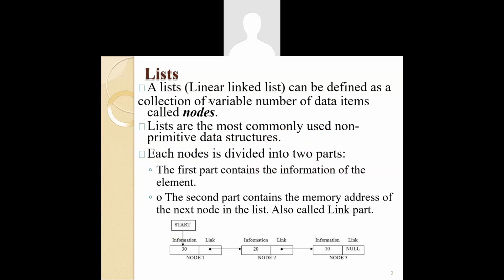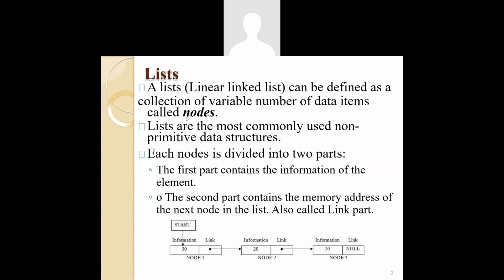Be careful. A list, a linear linked list, can be defined as a collection of a variable number of data items called nodes. We call this one node. This is the representation of the two boxes we call a node. There are different numbers of data items called nodes. We call them node 1, node 2, node 3. Observe that there are different nodes.